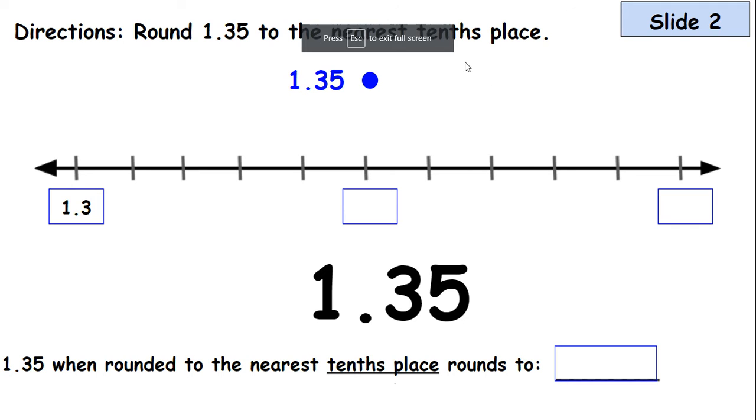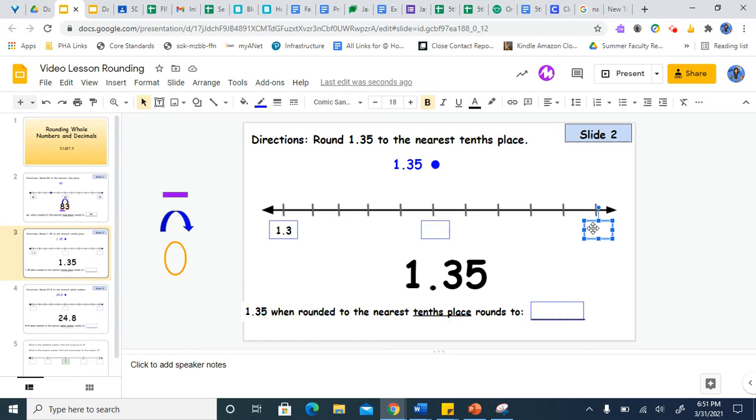Since we're rounding to the nearest tenths place, we're going to add one more tenth to the 1 and 3 tenths that we already have. Well, 1 and 3 tenths plus one more tenth would be 1 and 4 tenths. So the end of our number line is going to be 1 and 4 tenths.